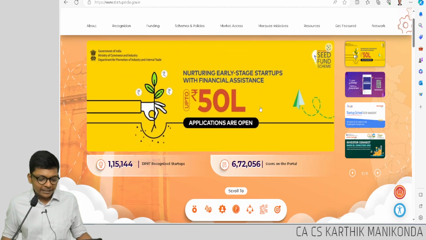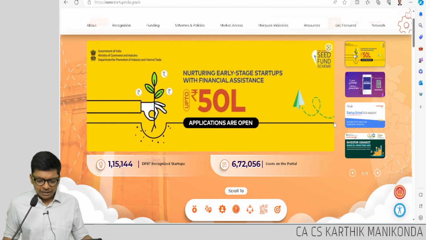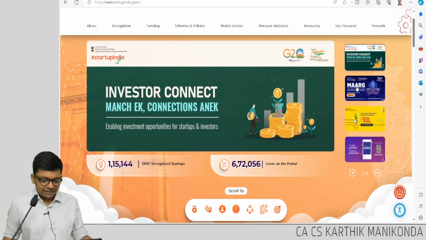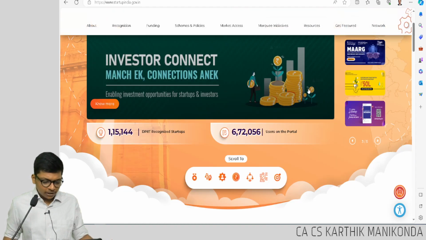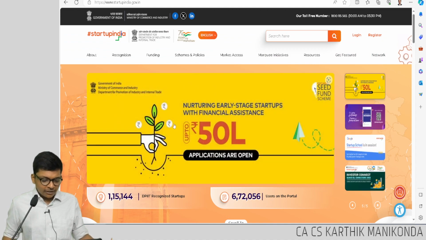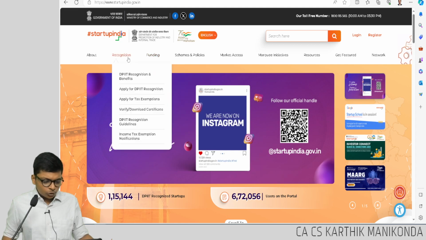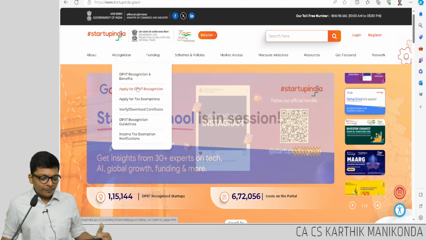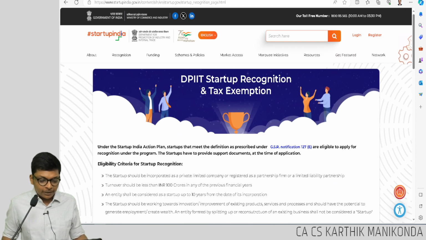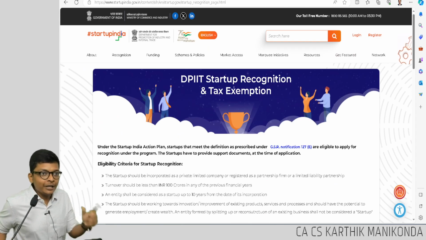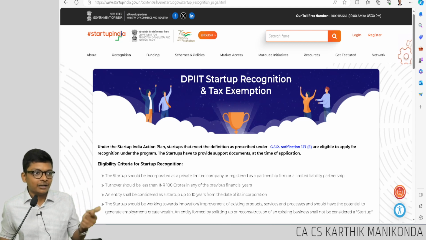What benefits can you get? If you apply to government, you can get funding up to 50 lakhs for your startup. There are so many benefits. See, investor connects, this one. Then there are so many things over here. So if you want this funding, you have to again apply. Like this, there are so many. If you want recognition, you have to apply for DPIIT recognition. Then you get recognized as a startup. You get tax exemption. No need to pay income tax for 3 years, if you're a startup in India and get this certificate.